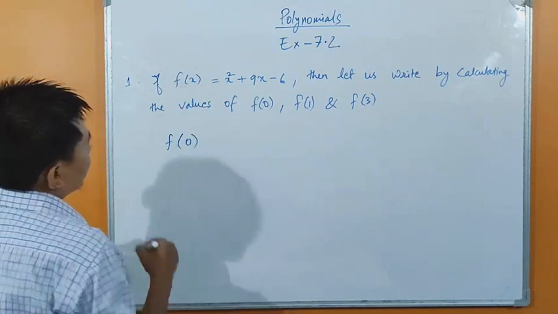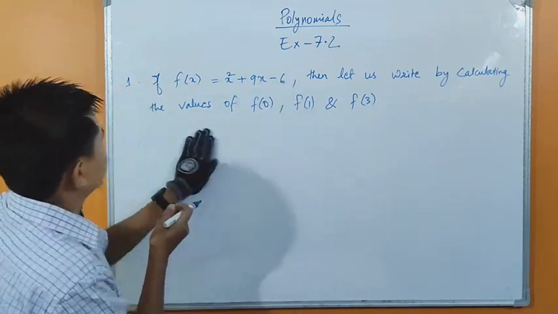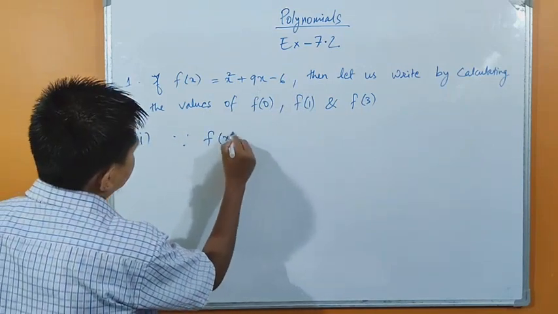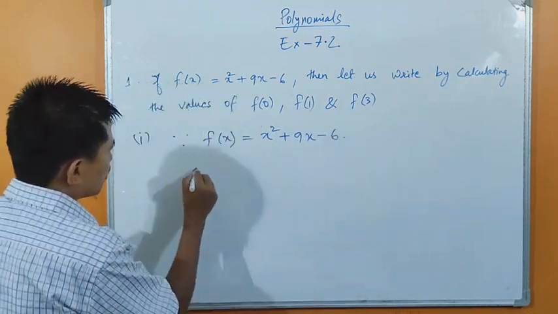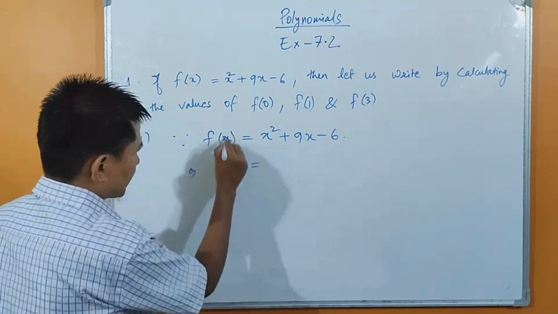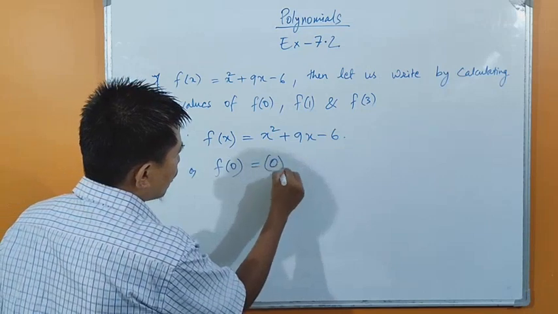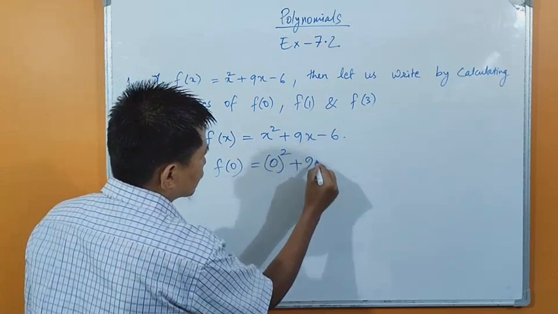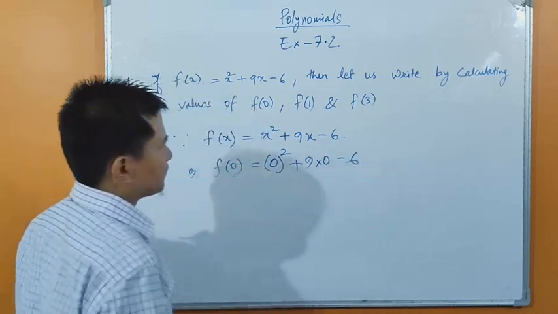f(0). f(x) means x squared plus 9x minus 6, isn't it? Since this is number 1, f(x) equals x squared plus 9x minus 6. So f(0) means x is 0. We are considering x as 0. So instead of x, we write 0 squared plus 9 into x, this is 9 multiplied with x, minus 6.